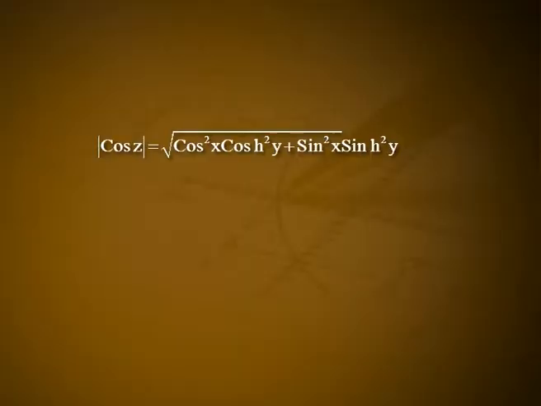Consider example 4. |cos z|² = cos²x + sinh²y. We have the identity cos z = cos x cosh y - i sin x sinh y. The modulus of cos z is equal to the square root of cos²x cosh²y + sin²x sinh²y.